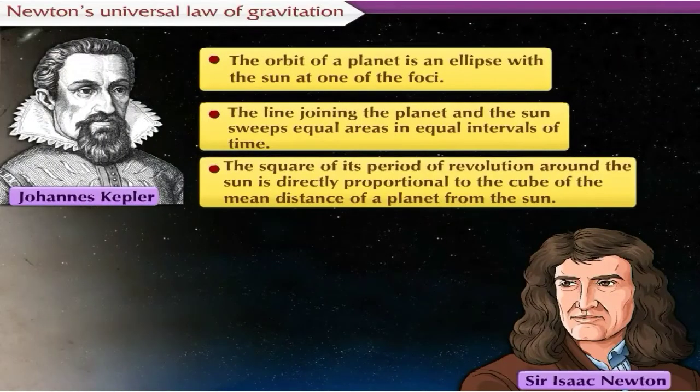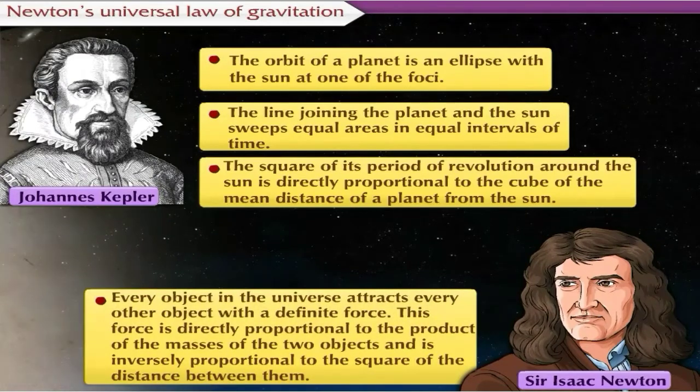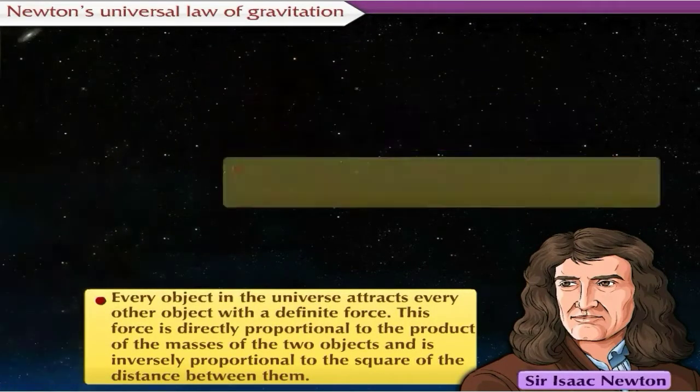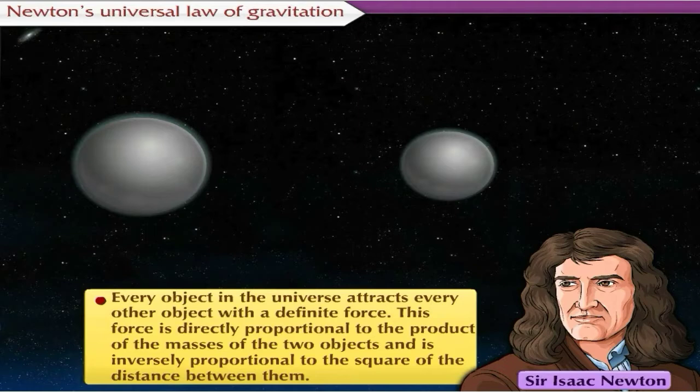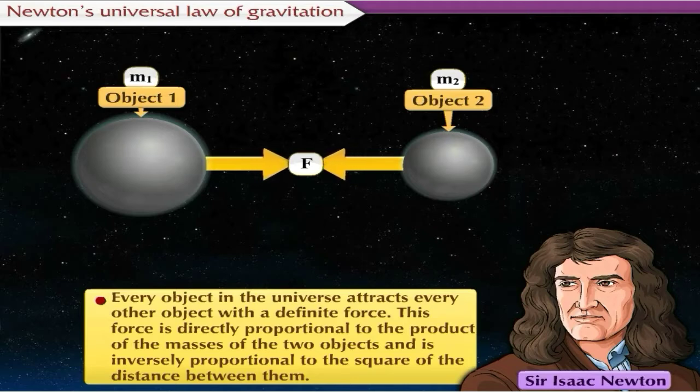Newton used Kepler's laws, including all other observations, and formulated his theory of universal gravity. According to this theory, every object in the universe attracts every other object with a definite force. This force is directly proportional to the product of the masses of the two objects and is inversely proportional to the square of the distance between them.